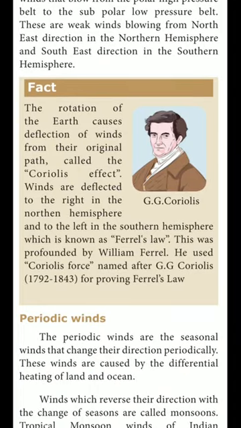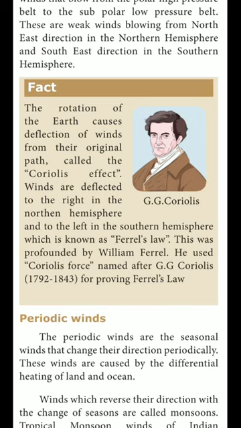Okay, students. So, what are the types of wind? Planetary wind, periodic wind, variable wind, and local wind. So, the first one, planetary wind, we have learned, isn't it? So, under this planetary wind, what are the subheadings? Trade wind, westerlies, and polar easterlies.